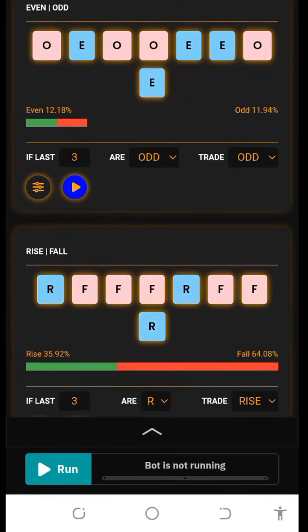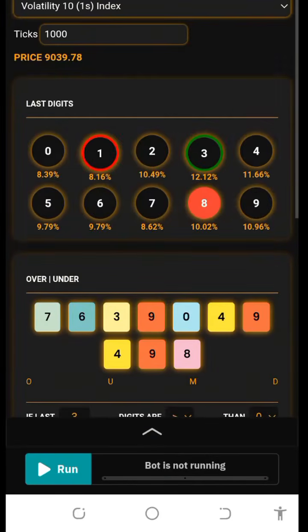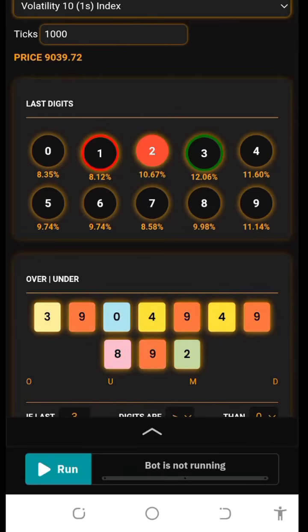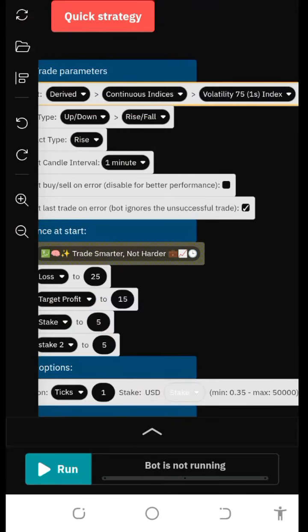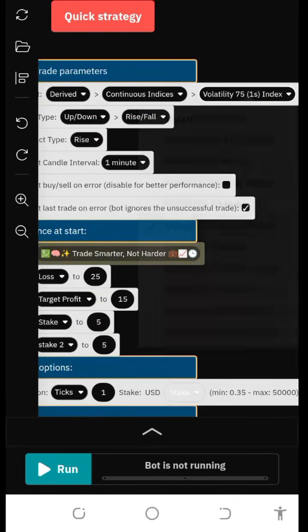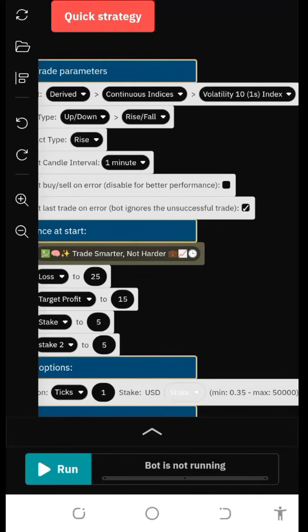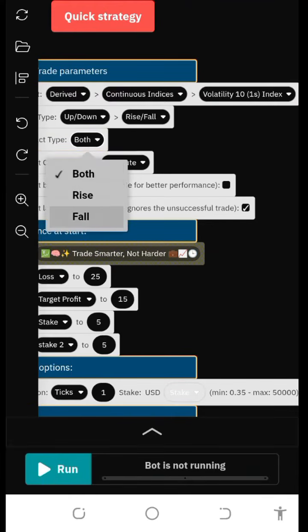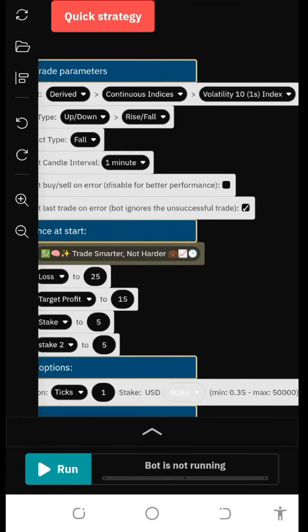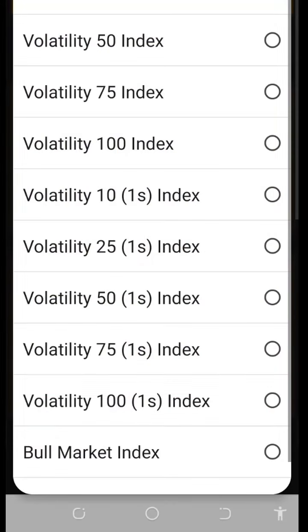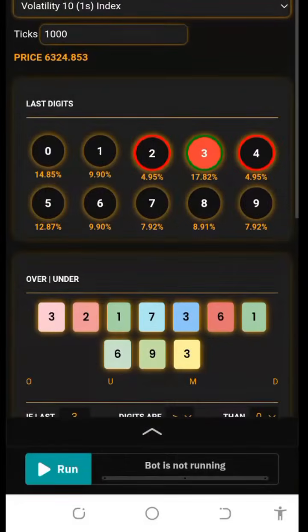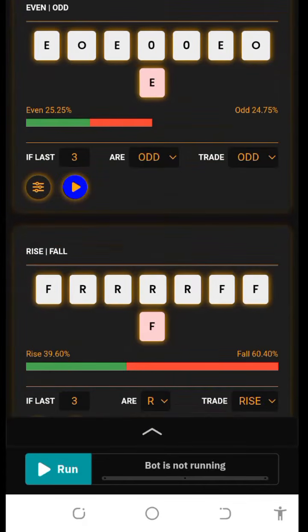You keep scouting like that. Here we have a 63%, very good, and that is volatility 10 1s. So we come to the bot, adjust volatility 10 1s, and then the contract type is fall, and then go back to the bot section to recheck, and then it's time now to enter for the falling trade.